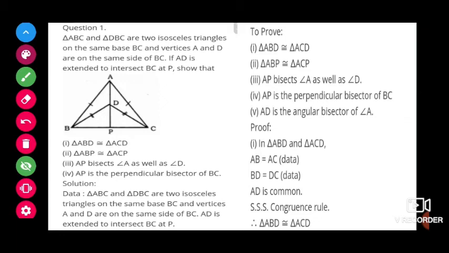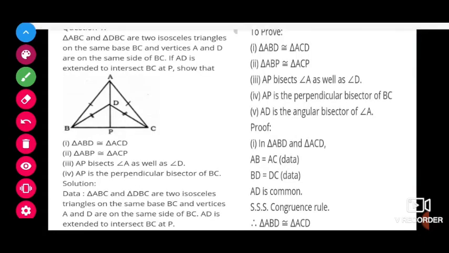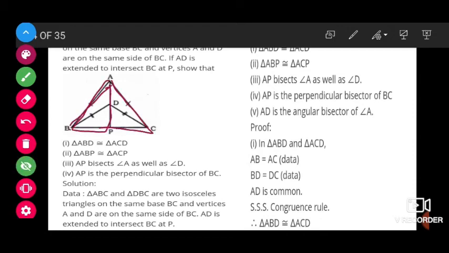Next, one more. Triangle ABP. Where is ABP? Yes, this is ABP. It is congruent to triangle ACP. This also we can prove, children. Here if we take triangle ABP and ACP, here AB is equal to AC.